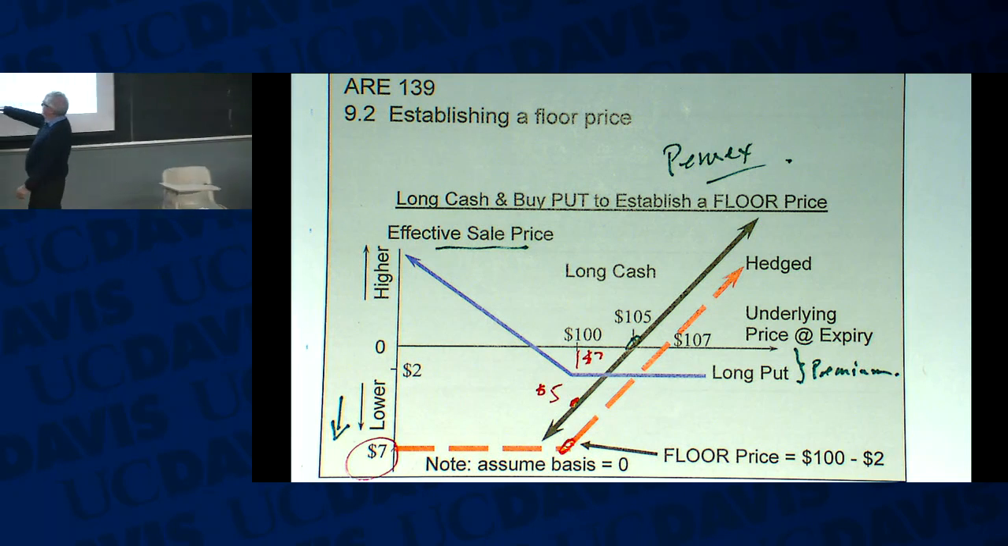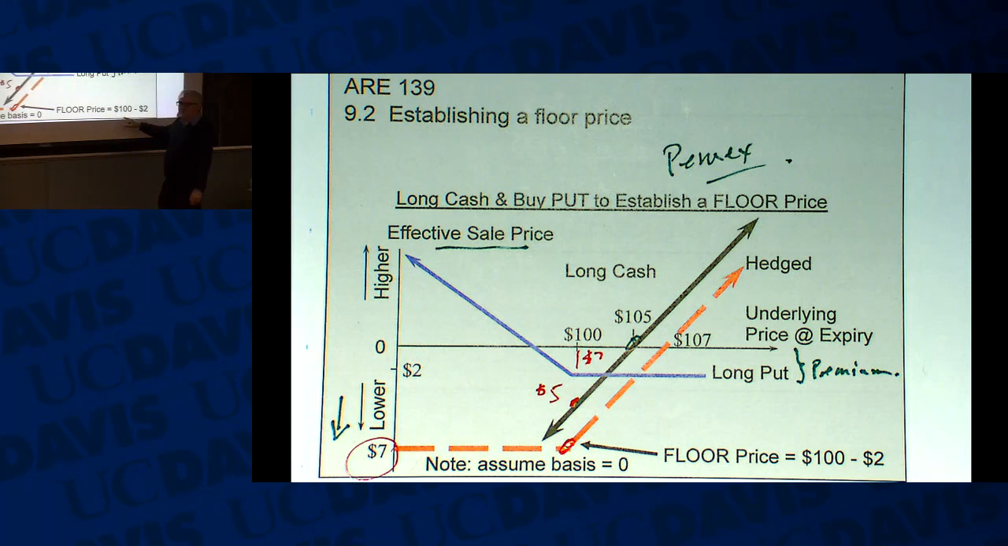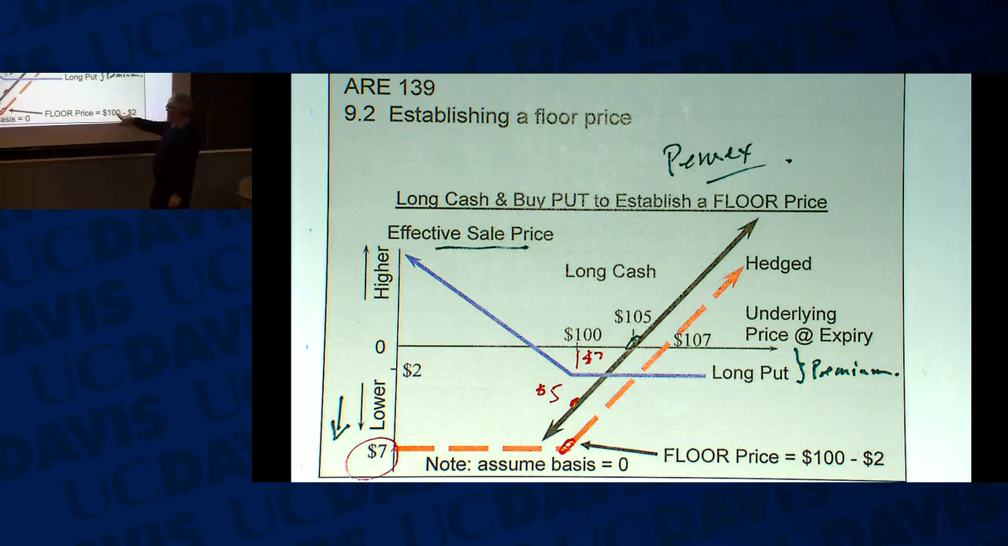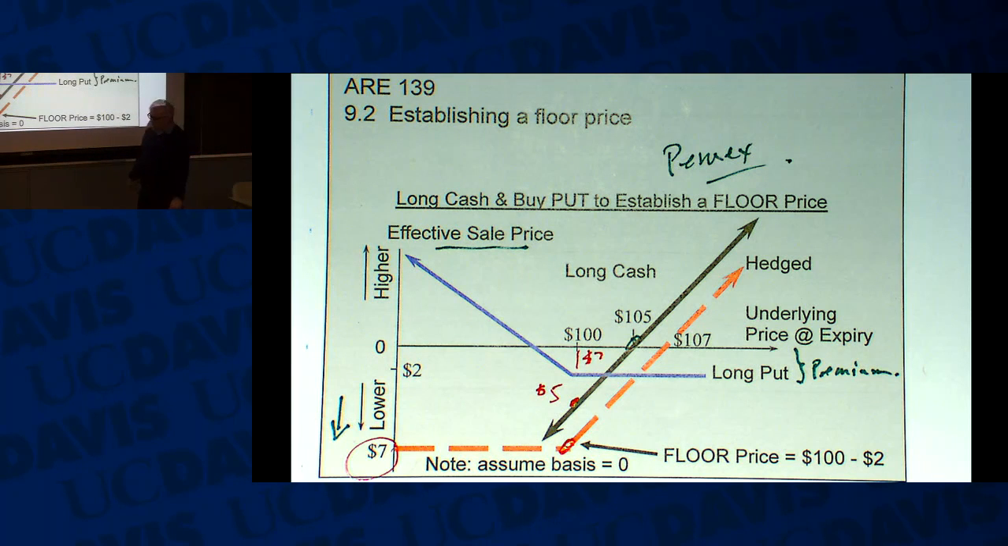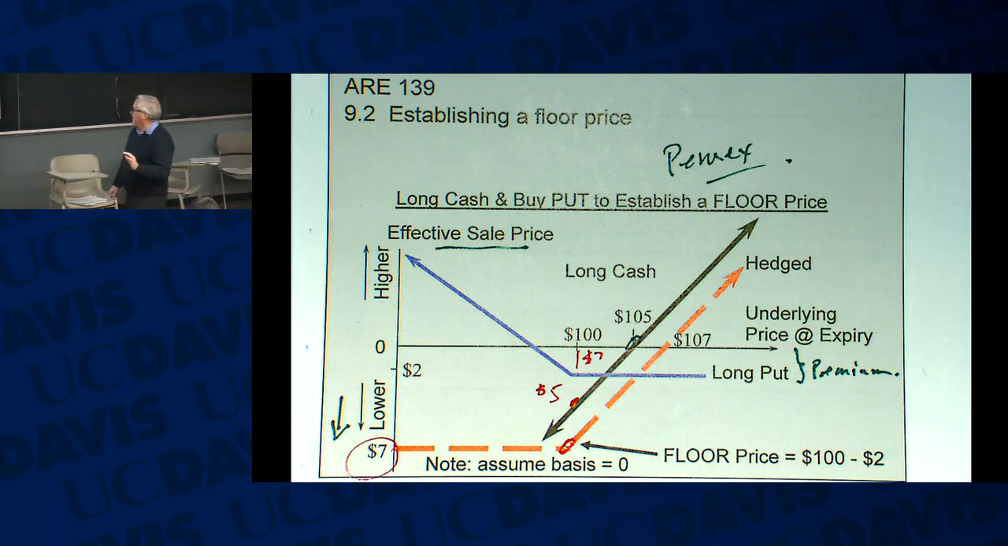So this is what you've created. You've created a synthetic long call. That's what we talked about last time. You've also created a price floor, and that price floor is equal to the strike price minus your premium. If there's no basis risk, then Pemex Oil has established a price floor of $98.